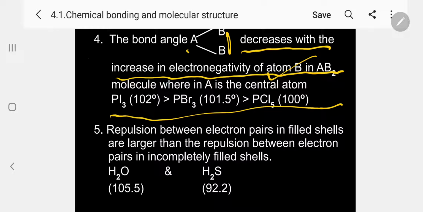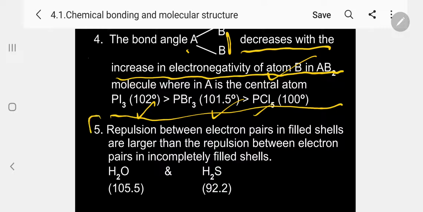Same way, so the angle, kindly follow: due to chlorine's high electronegativity, the bond angle is lower. This is Br less, higher, still less, higher. So as electronegativity increases, bond angle decreases. Very, very important, kindly follow.